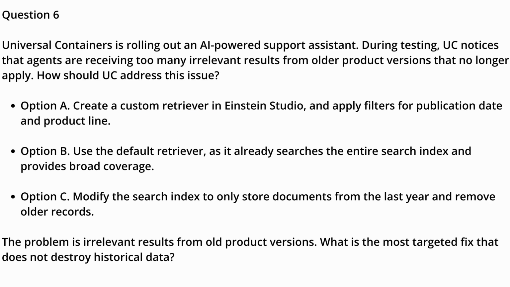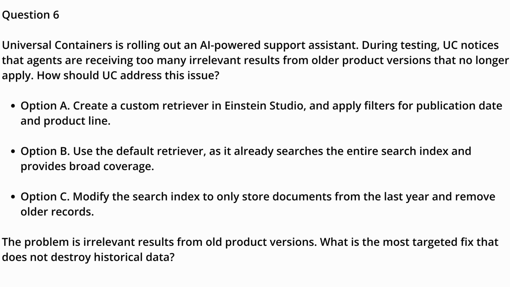Question 6. Universal Containers is rolling out an AI-powered support assistant. During testing, UC notices that agents are receiving too many irrelevant results from older product versions that no longer apply. How should UC address this issue? Option A, create a custom retriever in Einstein Studio and apply filters for publication date and product line. Option B, use the default retriever, as it already searches the entire search index and provides broad coverage.